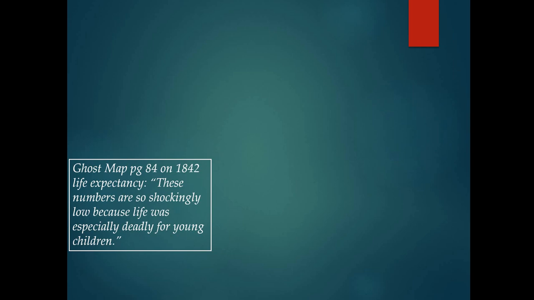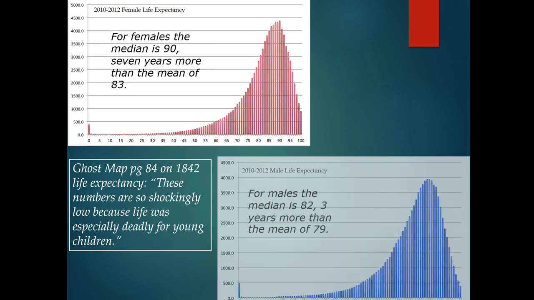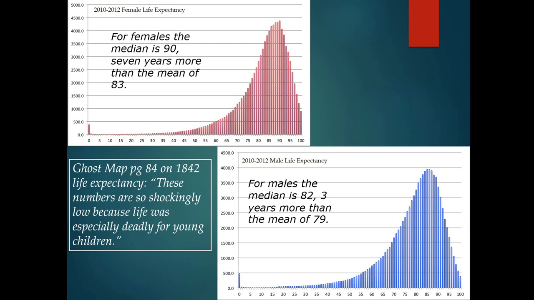These numbers are so shockingly low because life was especially deadly for young children. And it's still the same with life expectancy, even though our life expectancy has grown greatly from 1842. But still, if we say the average life expectancy, it's still not the best measurement. Median is probably a better measurement for life expectancy, and that's because looking at these curves, you can see they are skewed to the left, and that's because of, sadly, infant mortality.